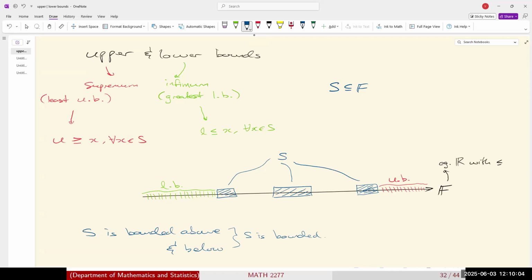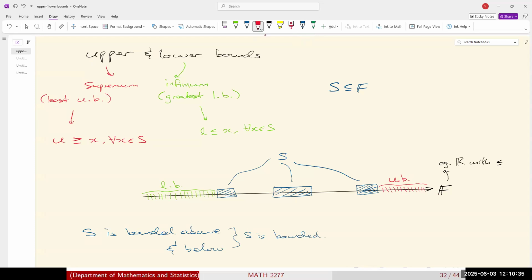Now, among all these upper bounds, there might be, and I use the word might here because we'll see in a case that we may not have this happening all the time, but among these upper bounds, there might be a very special upper bound, the smallest of these. So collect all these upper bounds. Which one is the smallest or the least upper bound? That one we call the supremum.